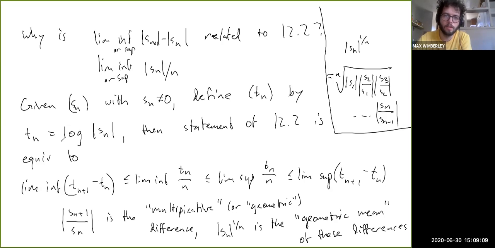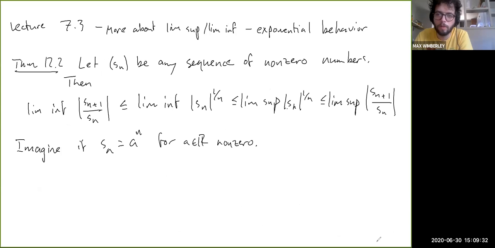The relationship that shows you that this really acts like an average is using the logarithm here, where you can relate it to the logarithm sequence. And then with the logarithm sequence, these literally do become differences, and this literally does become an average. It becomes the average of all of these differences, okay? So that's intuitively why we expect this to be true. Okay, so now let's prove it.